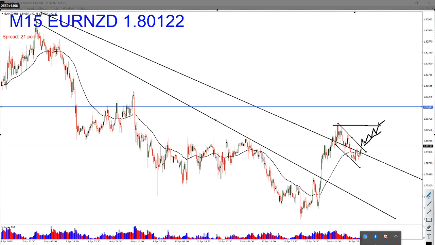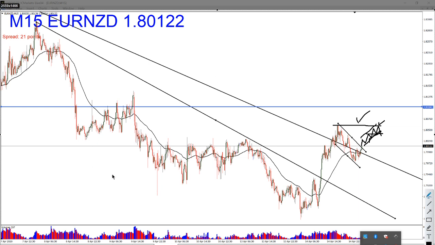What if it goes like this and gives you a rising wedge? Then you have another chance to take a sale. After this take profit, you can take another sale. How? You wait for this trend line to break. The moving average will be here somewhere.